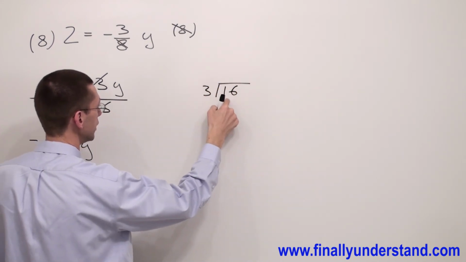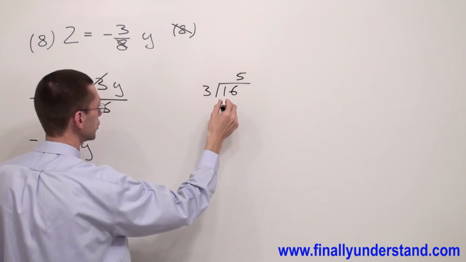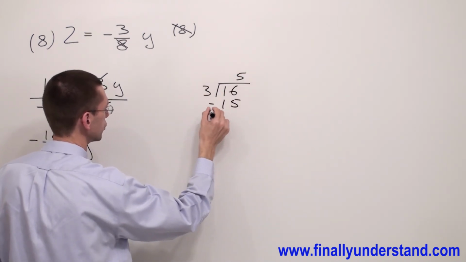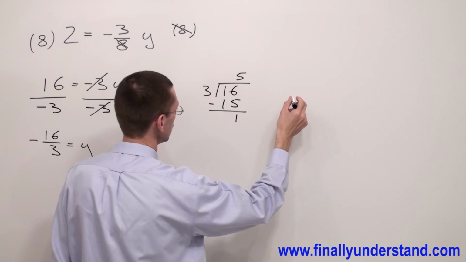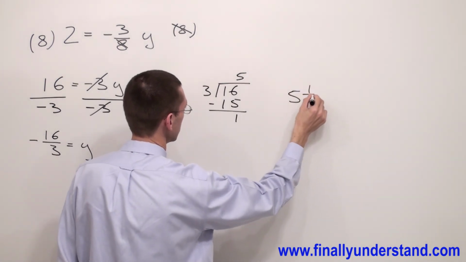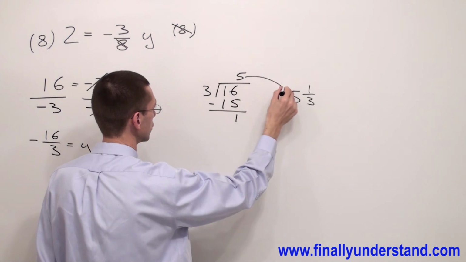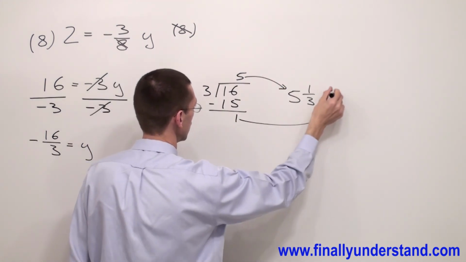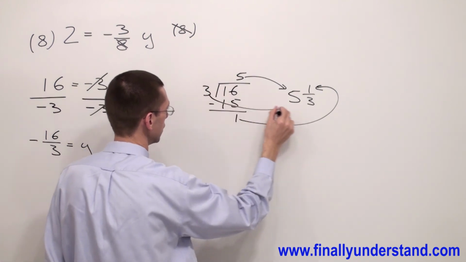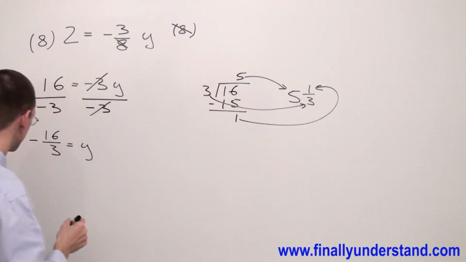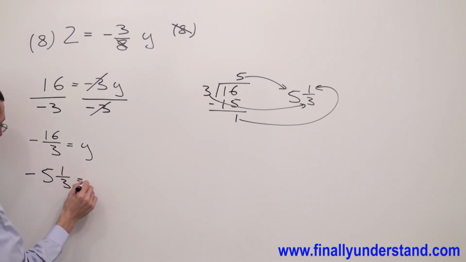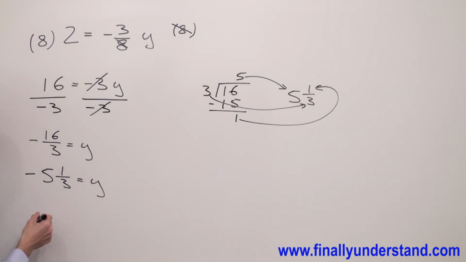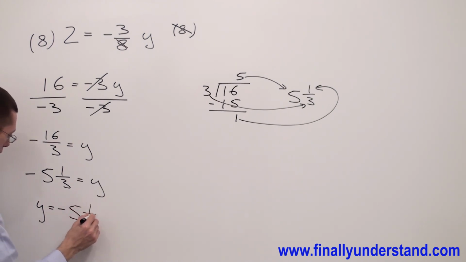3 goes into 16 5 times. 5 times 3 gives me 15. Subtract: 16 minus 15 is 1. And my answer is going to be 5 and 1/3. Remember, the top number always goes to the front. The remainder goes to the numerator and the divisor goes to the denominator. That's why I'm going to say this is minus 5 and 1/3 equals y. In order to make it look professional, I'm going to write y equals minus 5 and 1/3.